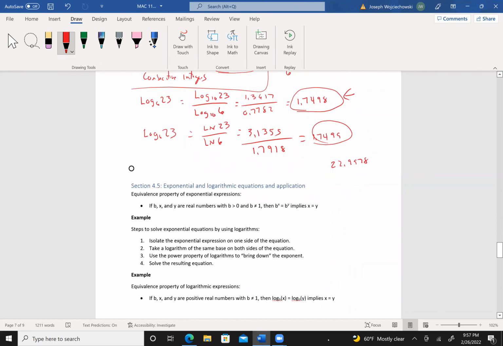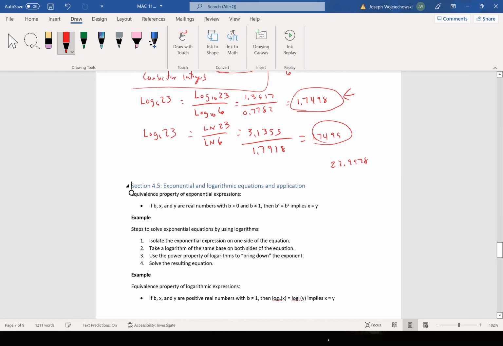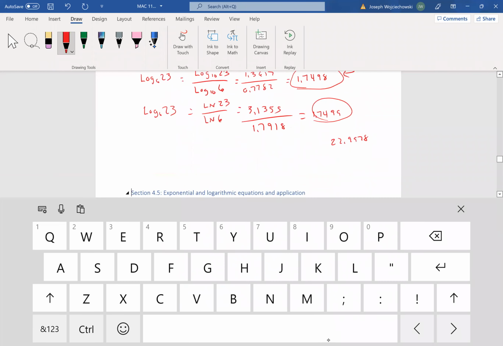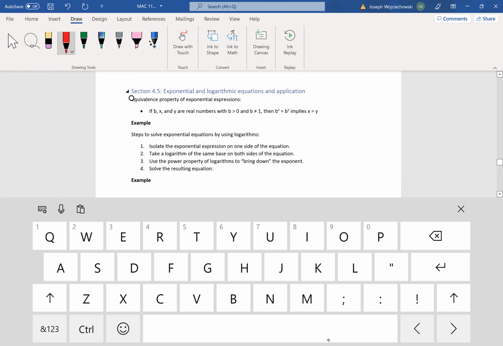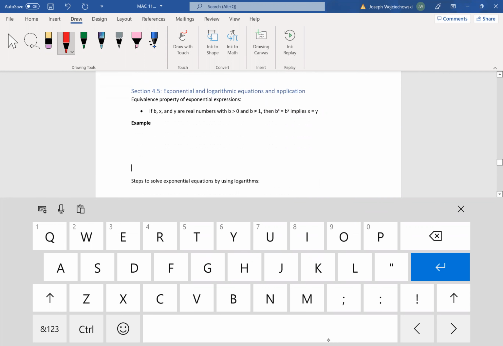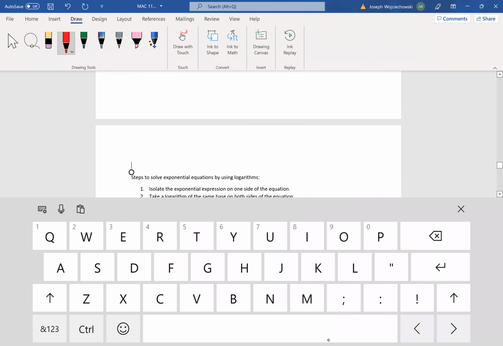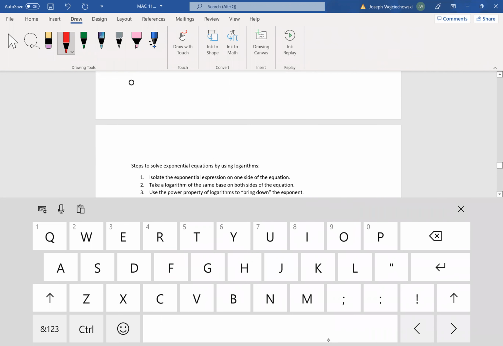So that pretty much finishes up section 4.4. That'll do it for this time. And I will see you next time.